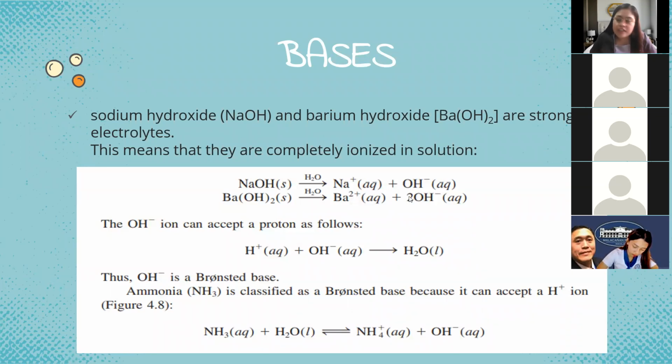So itong hydroxide na ito, pwede siya mag-accept ng proton and then magiging water siya. Now since the OH ion has the ability to accept protons, like this one, the hydrogen, so OH ion is also considered a Bronsted base. So mag-fit in siya sa definition ni Arrhenius, mag-fit in din siya sa definition ni Bronsted. So basic talaga kapag may presence ni OH.